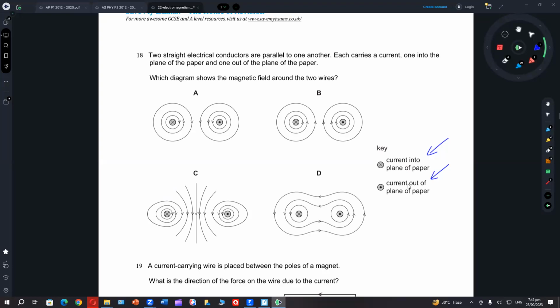Okay, now if currents are in opposite direction, do the wires attract each other or repel each other? These are unlike currents. Unlike currents repel each other, and like currents attract each other. Very good. So if they repel each other, will the two fields merge or not merge?